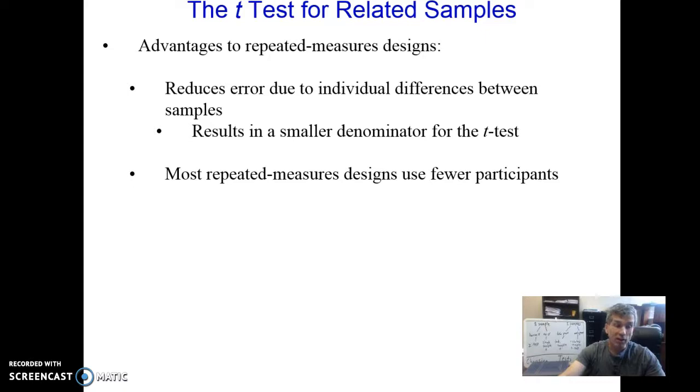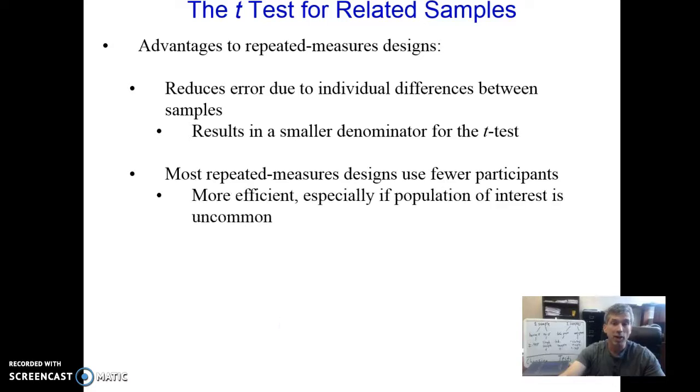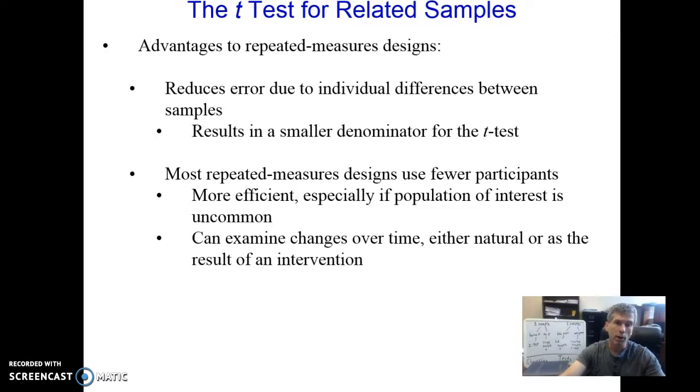Most repeated measures designs are going to need fewer participants because you're getting multiple measurements from the same people. You don't have to measure as many people, so it's more efficient that way too. This is especially effective if the population you're looking at is pretty rare. People with a specific disorder, for example, that's pretty uncommon, or people from a specific set of environmental conditions that aren't that commonplace. Repeated measures design lets us get kind of more bang for the buck.